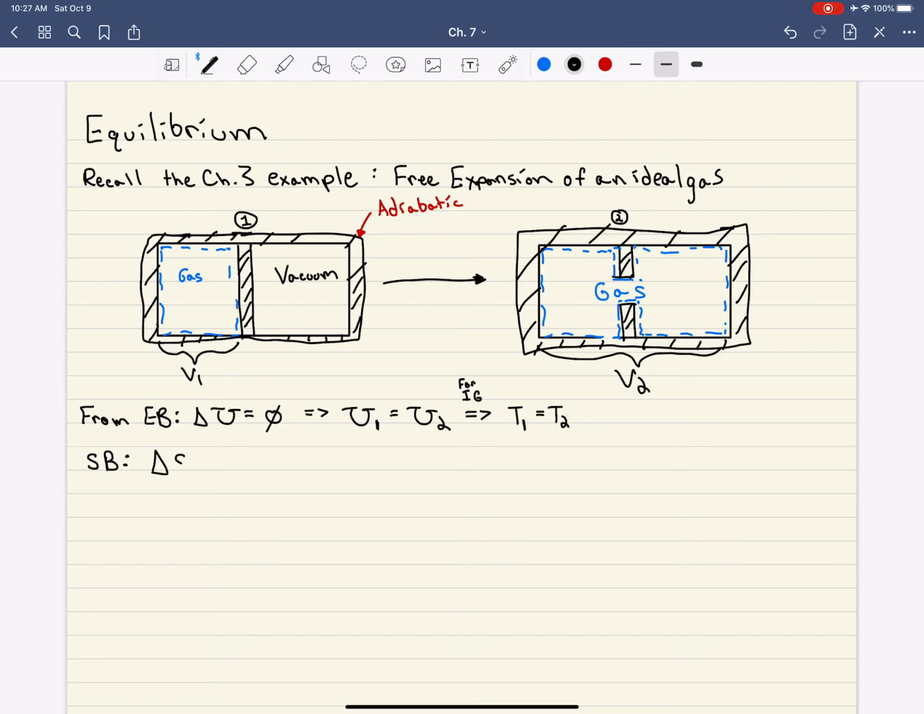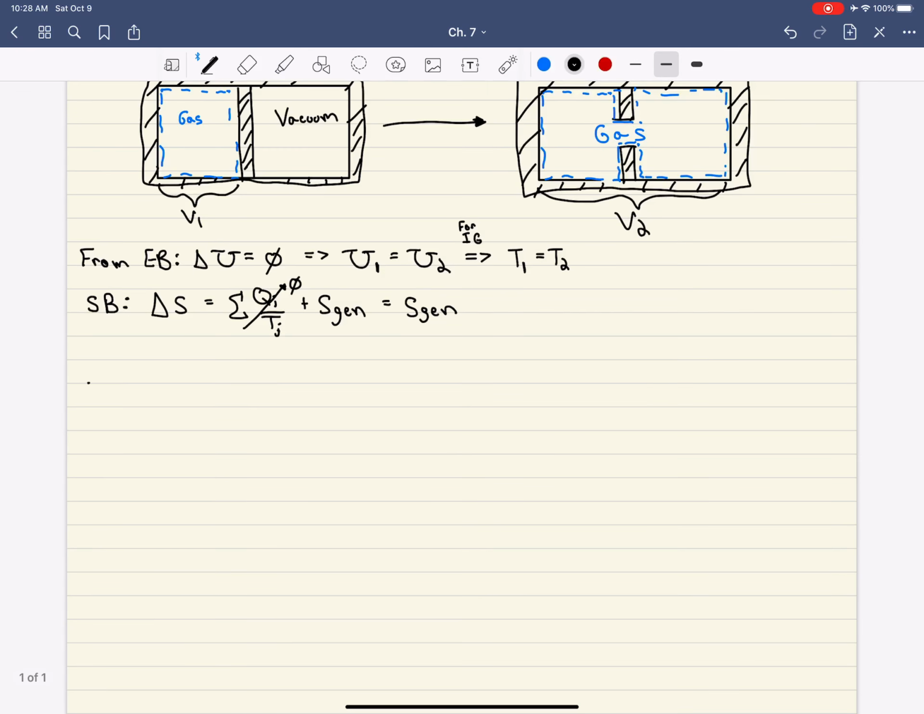From our entropy balance for a closed system, we could start with a difference form. Delta S is equal to the summation of any Q's over temperatures plus entropy generated. This is an adiabatic system, so the Q's are equal to 0. And so what we get is that delta S is just equal to S gen. To figure out delta S, we could write it in terms of the molar entropy. And to figure out the change in molar entropy, we could just apply the fundamental entropy equation.